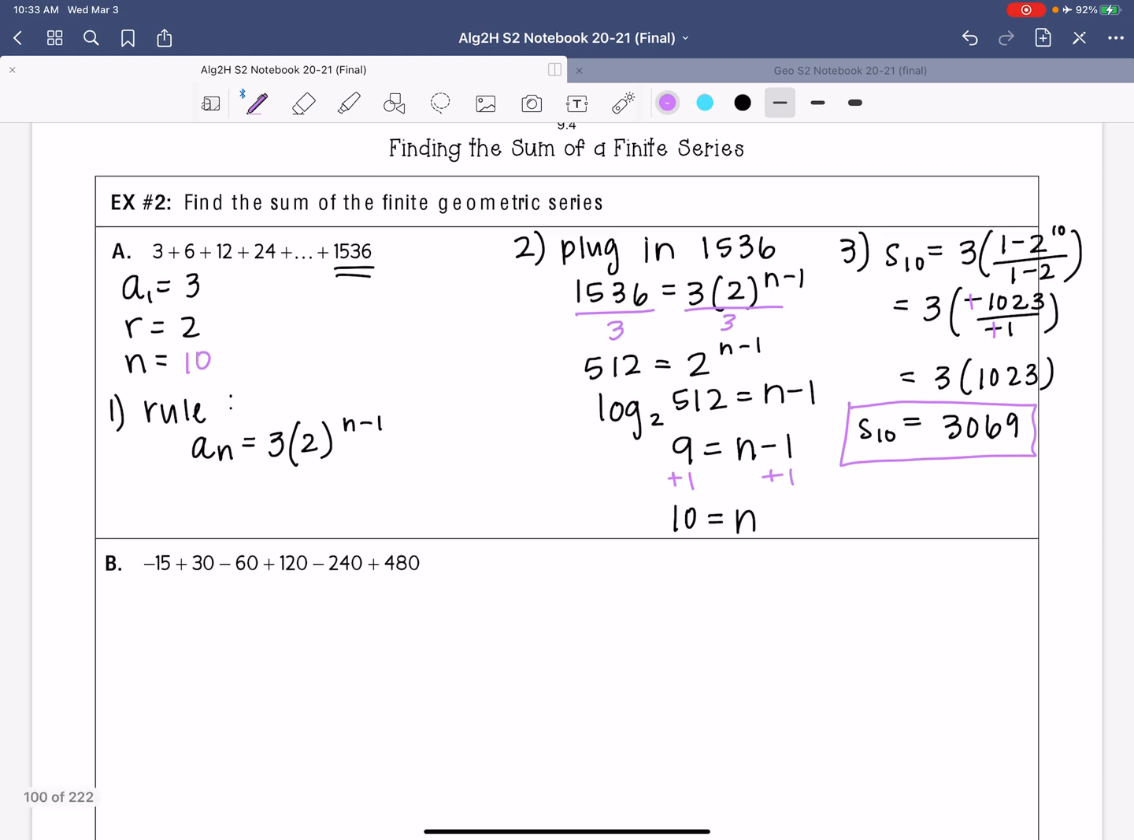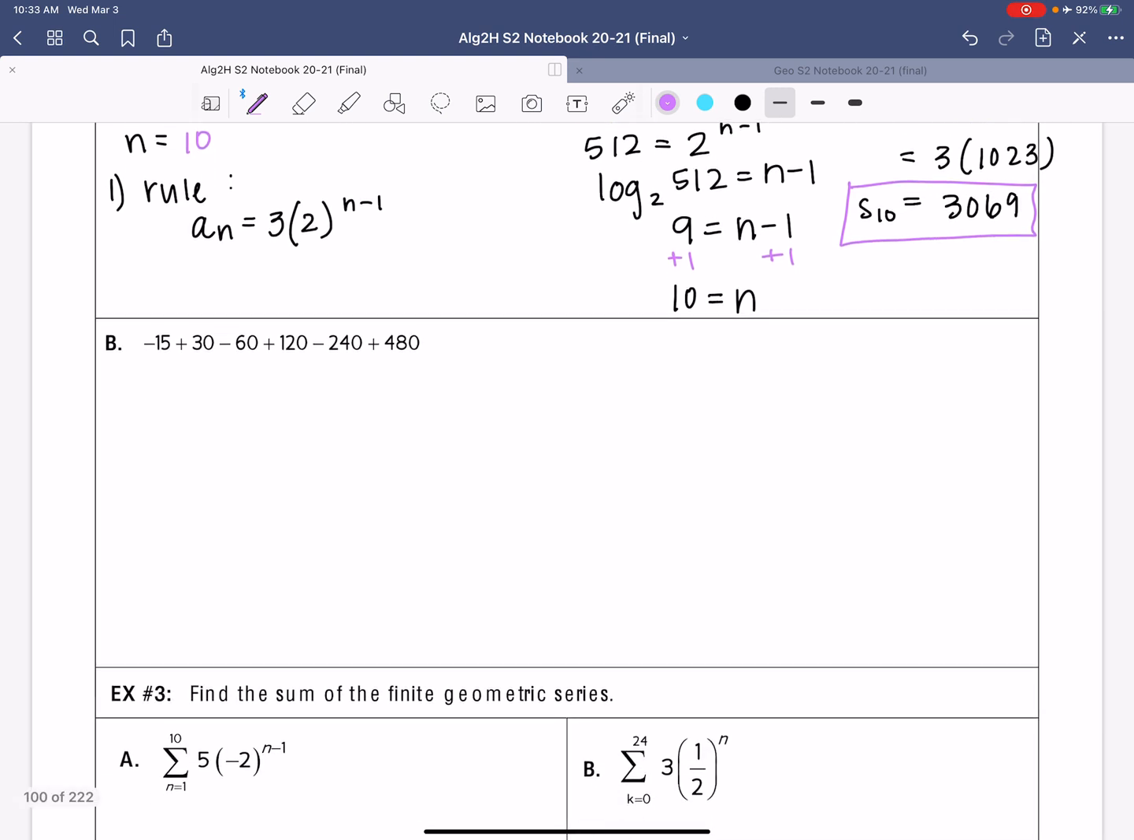All right, let's look at B. B is a little easier because we can clearly see how many terms we have here. So we need to know A1, which is negative 15. We need to know our ratio, so from negative 15 to positive 30 to negative 60, that's negative 2. And then we need to know how many terms there are. So there are 1, 2, 3, 4, 5, 6 terms. So n is 6. Plug into the formula.